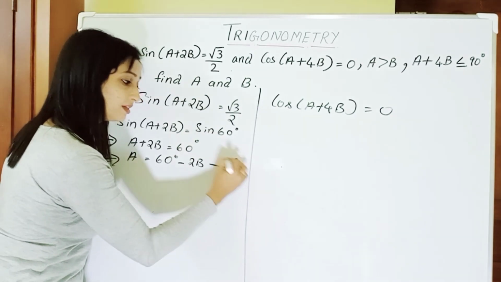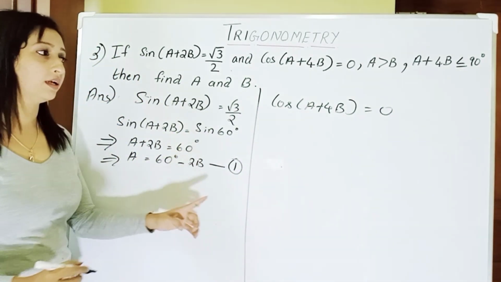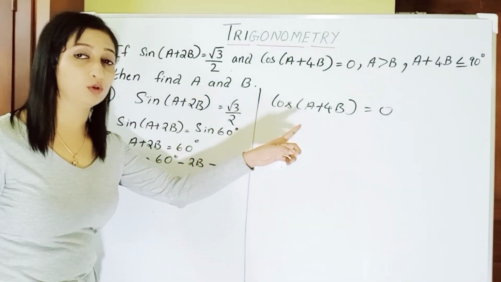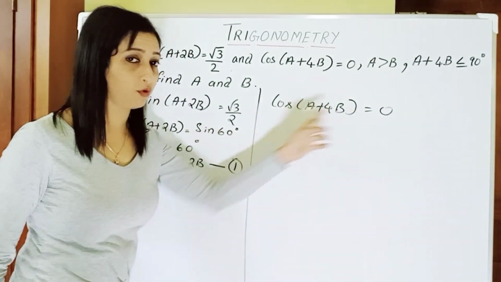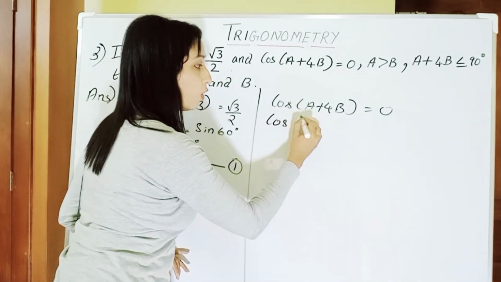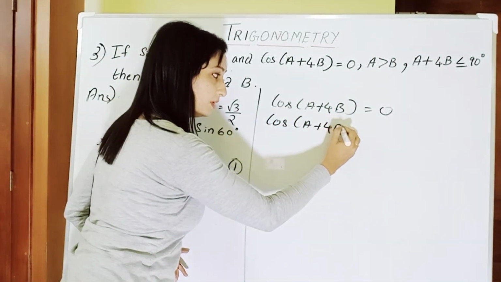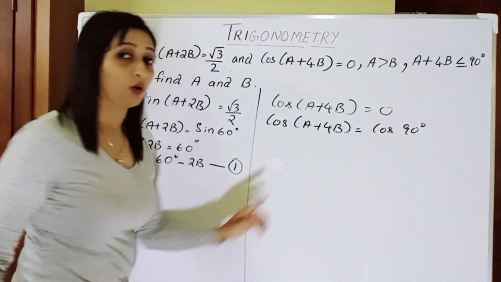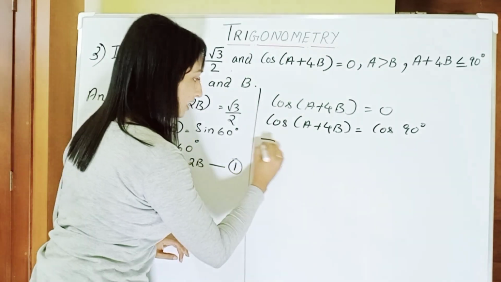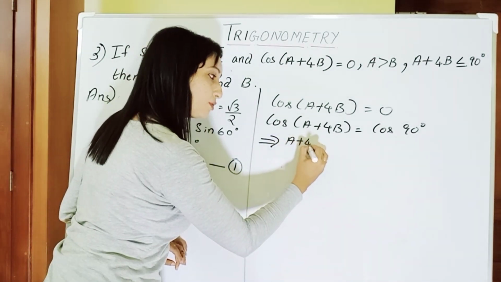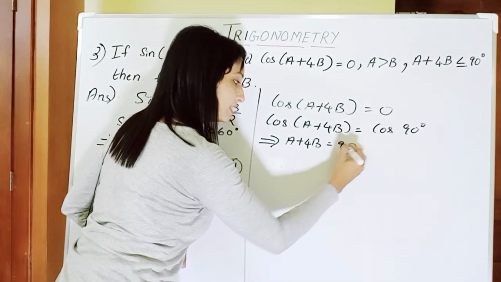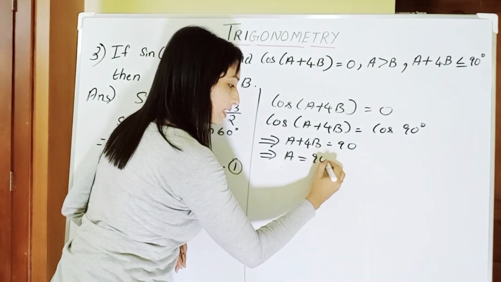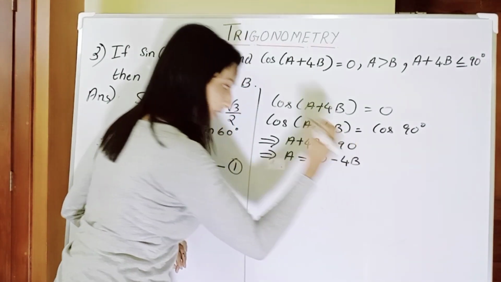This I write as equation number 1. Now I go on to the second condition, which is cos(a + 4b) is equal to 0. Now how can I write 0 in terms of cos? I can write it as cos(a + 4b) is equal to cos 90 degrees. Now when I compare the angles, what do I get? This implies a + 4b is equal to 90 degrees, which implies a is equal to 90 minus 4b.